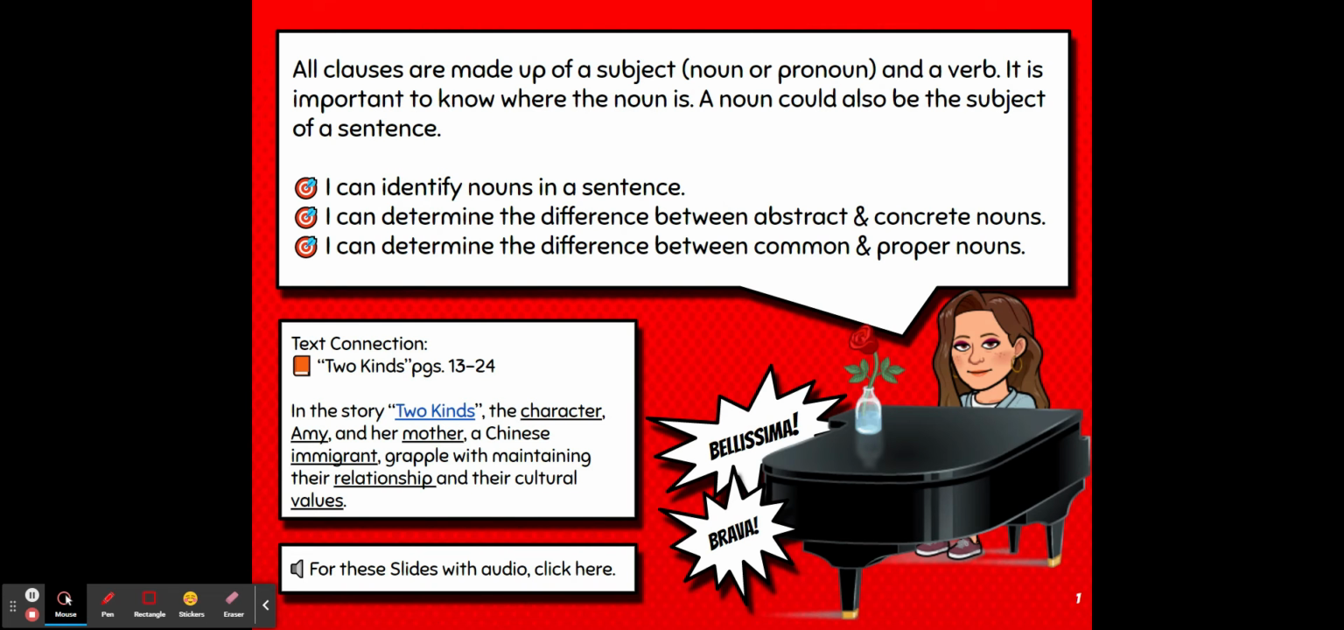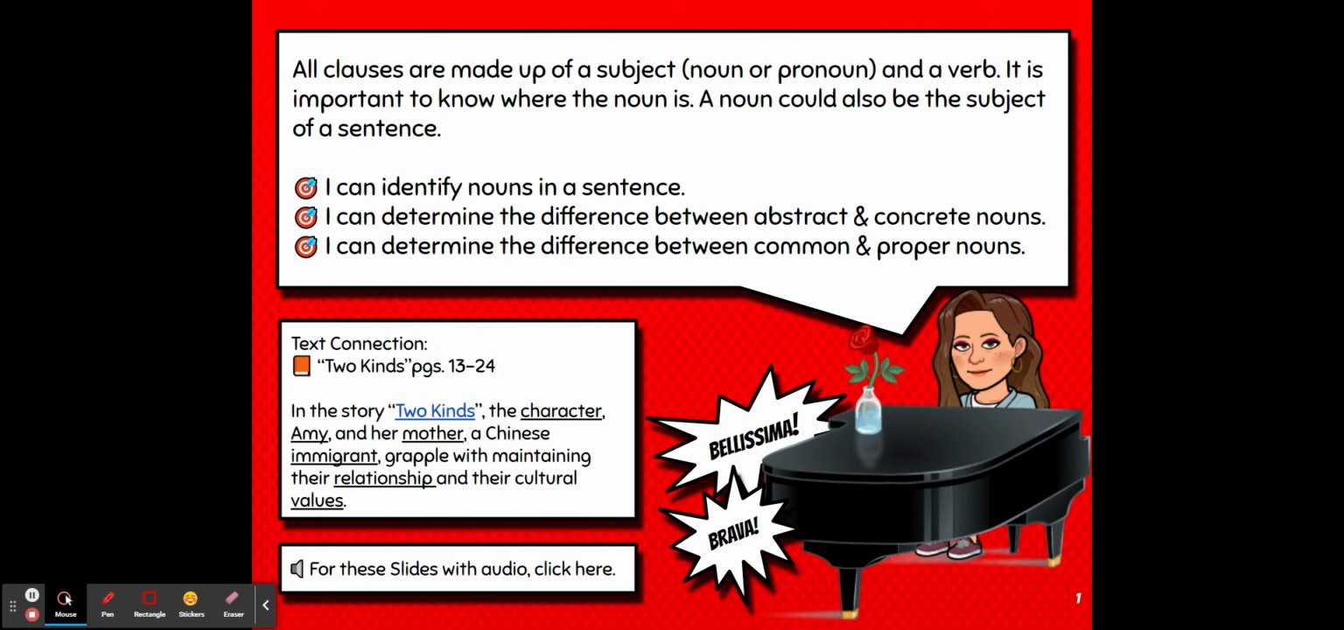Let's talk about nouns. All clauses are made up of a subject, noun or pronoun, and a verb. It is important to know where the noun is in a sentence. A noun could be the subject, or it could just be another part of the sentence.